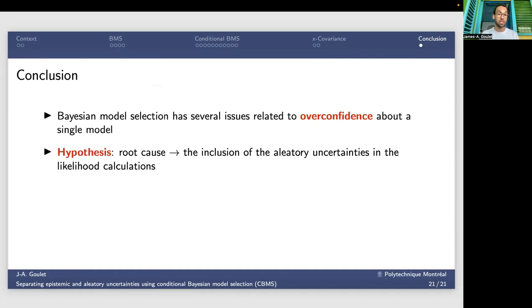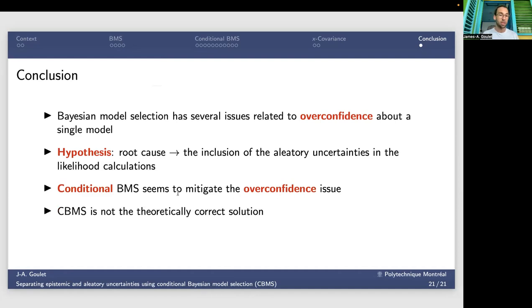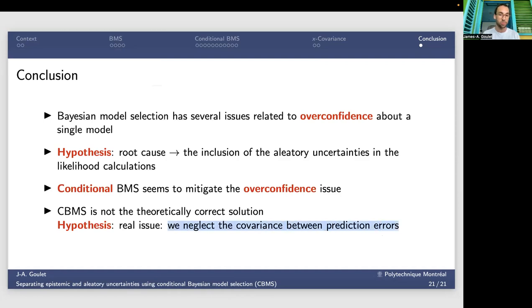So my hypothesis for this is that the root cause is the inclusion of wrongly considered aleatory uncertainties in the likelihood calculation. So conditional Bayesian model selection that I've proposed here seems to mitigate the overconfidence issue. However, I'm pretty sure it's not the theoretically correct solution. Bayesian model selection is right. I think it's the way we use Bayesian model selection that is not. So again, my hypothesis for this is that the real issue is that we neglect the covariance between prediction errors. That's it.